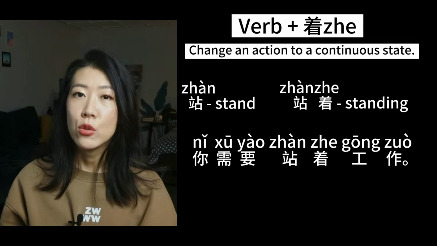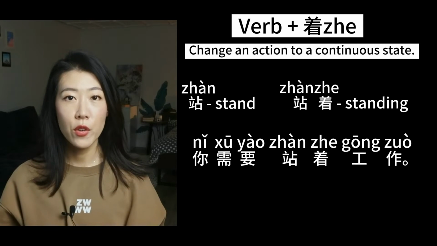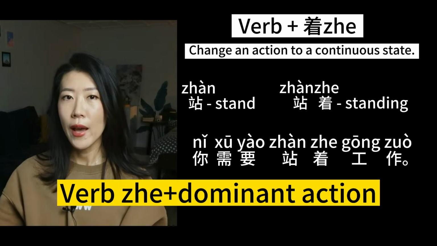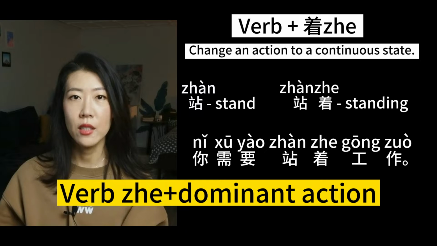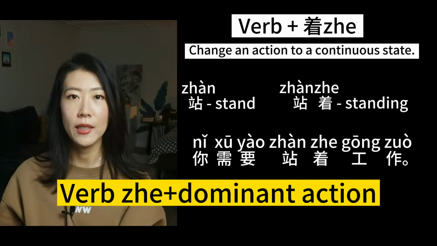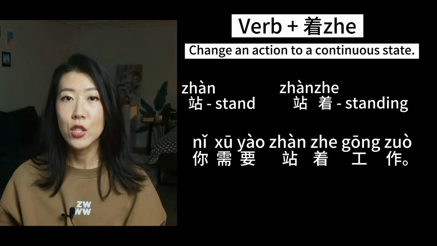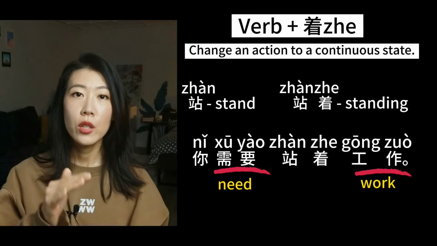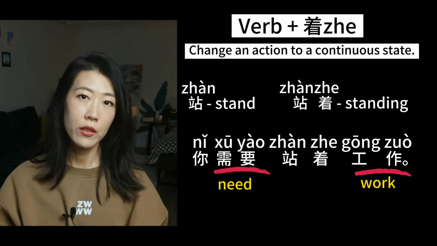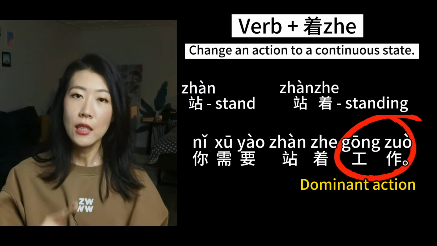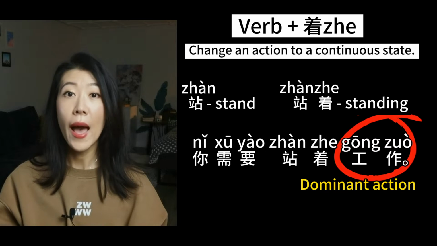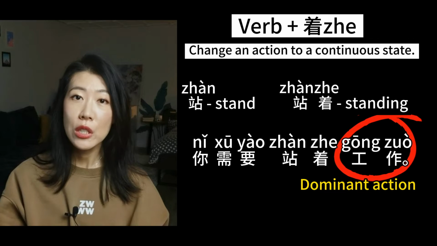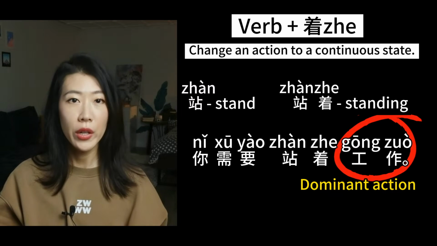Firstly, 你需要站着工作. So this is the first very popular structure. Verb 着 plus an action. And this action will be the dominant action. 你需要站着工作. 需要 means need. 工作 work. The dominant action is work. 你需要工作. How? In what kind of state? Standing. So you need to keep standing to work.